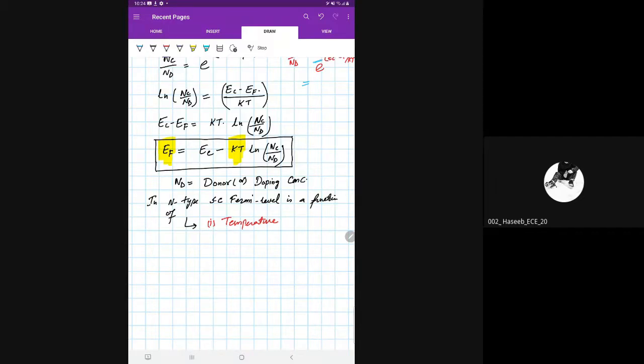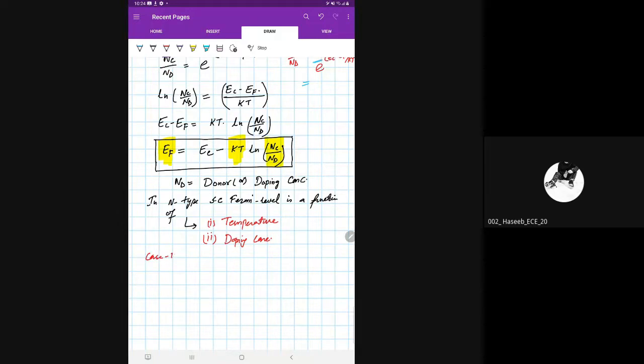Second, it is also a function of ln of Nc by Nd. Nd is nothing but the doping concentration. So we can say that the Fermi energy in an N-type semiconductor is a function of temperature and doping concentration. Let us discuss these two effects.